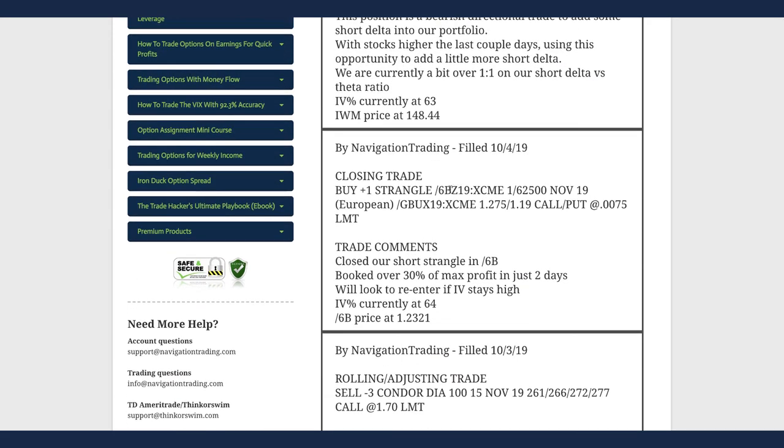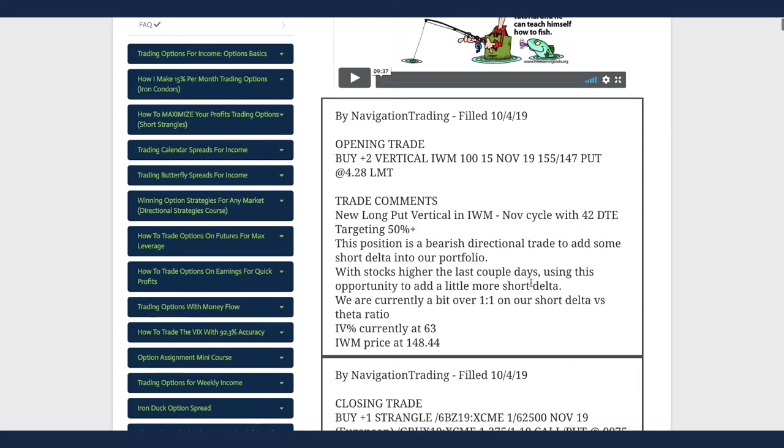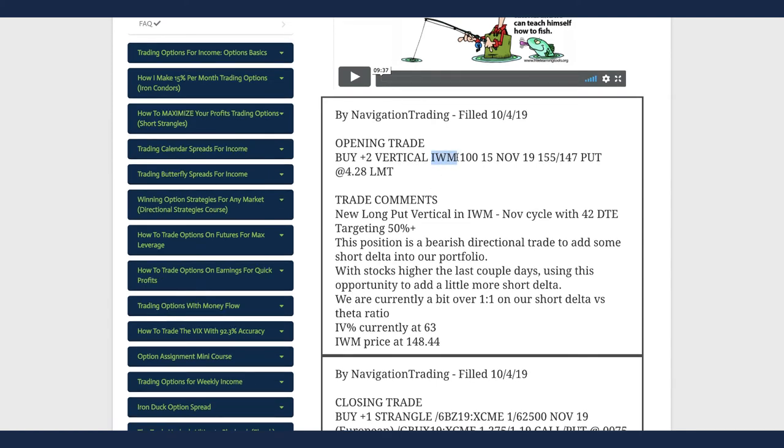Next trade, closing trade in 6B. So that's the one I already mentioned. Closed out of here, booked over 30% of max profit in just 2 days on that one. Nice trade there. And then lastly, we did an opening trade in IWM today where we were just adding some short delta. Got a couple questions in the community about this today, so I want to make sure I address those for anybody else who's kind of thinking the same thing.